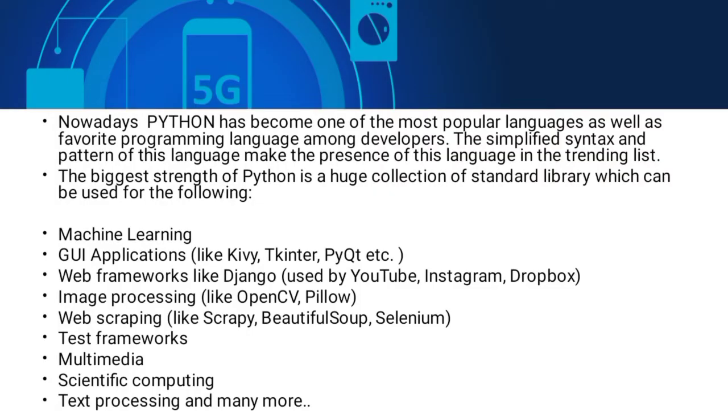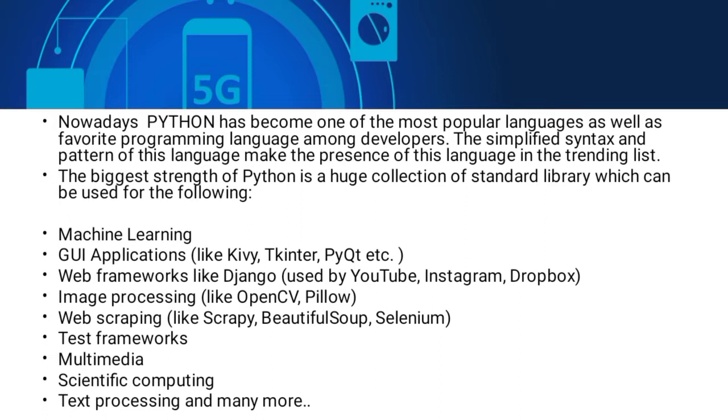firstly, nowadays Python has become one of the most popular languages as well as a favorite programming language among developers. The simplified syntax and pattern of the language make it trend. It is a very simple language to learn, and nowadays it is useful for technology in many ways, medical and so many other fields. The biggest strength of Python is a huge collection of standard libraries which can be used for the following: machine learning, GUI applications like Kivy, etc.